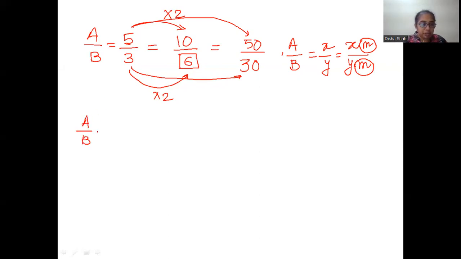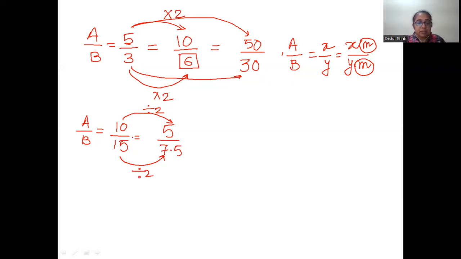For example, if A by B is 10 by 15, I can divide this ratio also. जैसे कि अगर A की वैल्यू 5 है, तो B की वैल्यू कितनी हो जाएगी? ये कैसे हो गया? 10 से 5 कैसे हो गया? This is divided by 2. 2 से डिवाइड किया तो 10 का 5 हो गया. Similarly, I have to divide 15 also by 2. 15 by 2 is nothing but 7. It means 10 by 15 is also equal to 5 by 7. From this I can say that ratio can be divided.